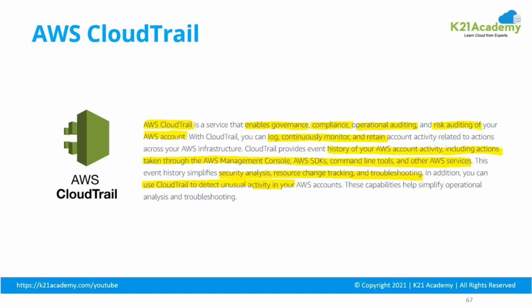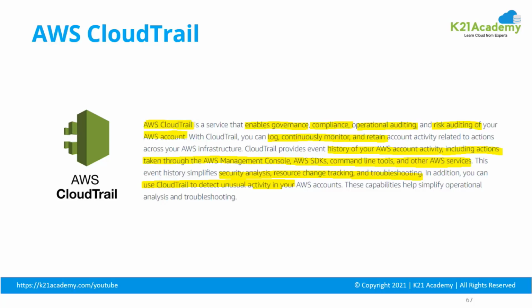Then you have CloudTrail, which is nothing but for your auditing purpose. It basically tracks who did what and when. So let's suppose you modify, you delete, or someone changes the configuration, it will track all this. So CloudTrail is an auditing system which enables governance, compliance, operational auditing, and risk auditing of your AWS account. So it's constantly tracking the logs, monitoring the system, and retaining all the data in the audit event log system.